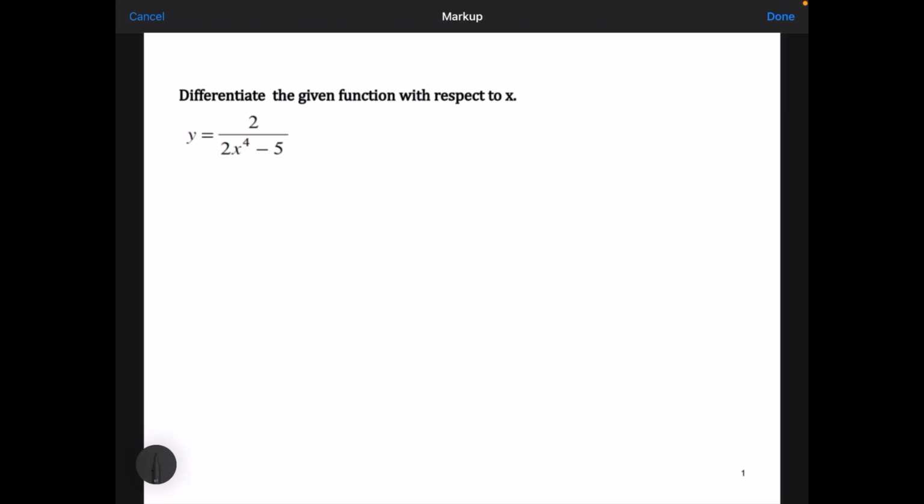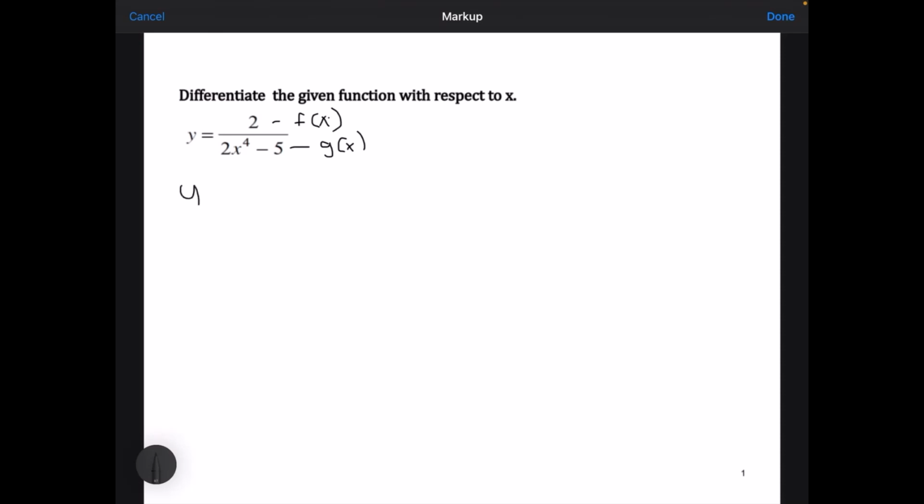Let's start with example number 1. The question states: differentiate the given function with respect to x. y is equal to 2 over 2x to the power of 4 minus 5. The first thing we need to take in hand is that the denominator is going to be g of x and the numerator is going to be f of x.